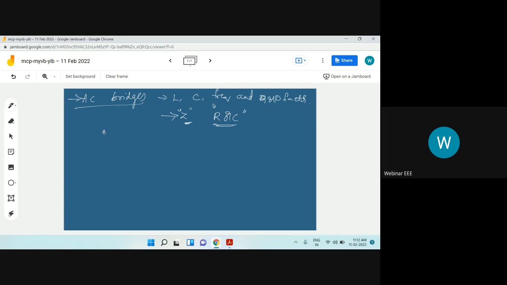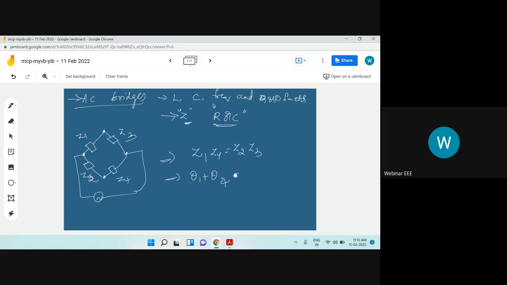If you observe the AC bridge, as it comprises impedances, the bridge construction will be observed like this. These are the four terminals where we observe impedances Z1, Z2, Z3 and Z4, and this is completely connected to an AC source. Here the balance condition will be Z1 Z4 = Z2 Z3, and the angle condition will be theta 1 plus theta 4 equals theta 2 plus theta 3. So this is the balanced condition for AC bridges.